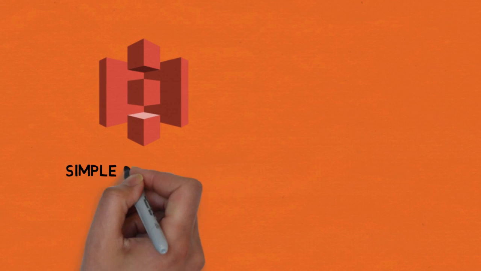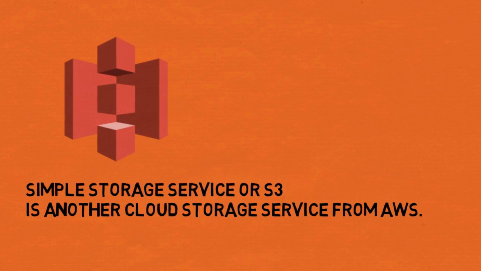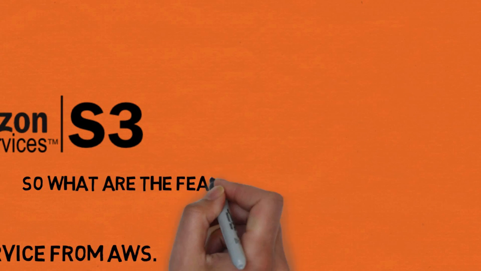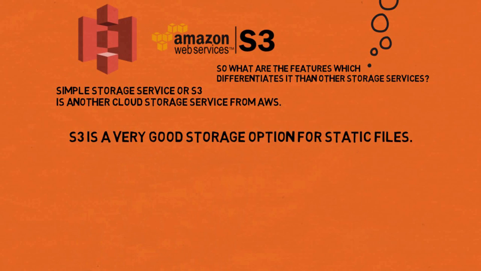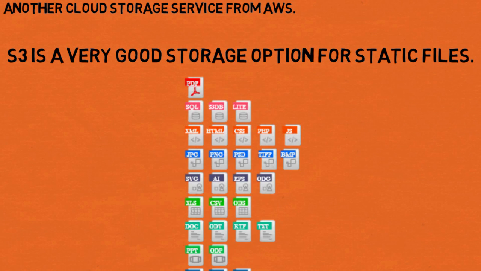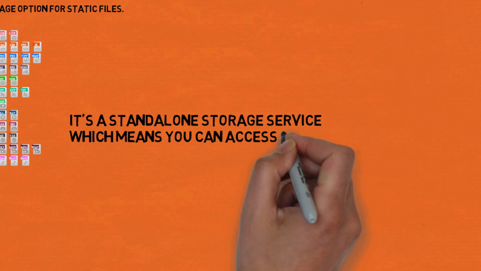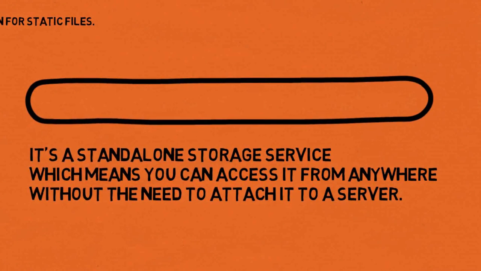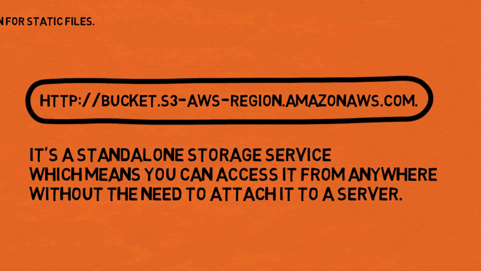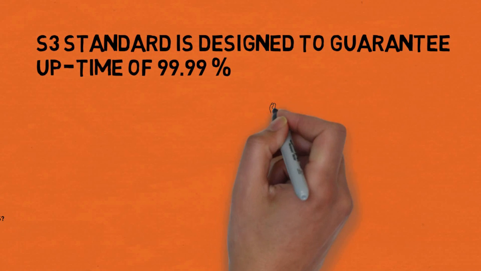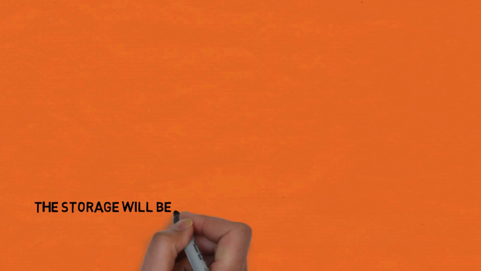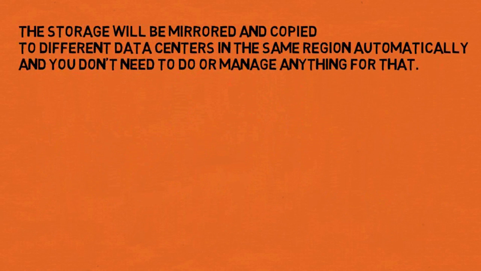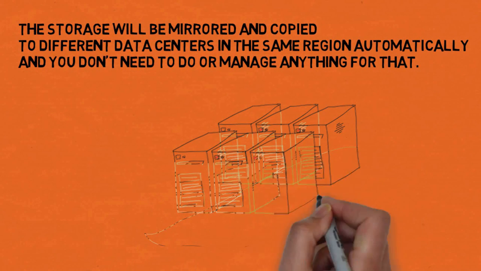Simple Storage Service, or S3, is another cloud storage service from AWS. So what are the features which differentiate it from other storage services? S3 is a very good storage option for static files. It's a standalone storage service, which means you can access it from anywhere without the need to attach it to a server. S3 Standard is designed to guarantee uptime of 99.99%. The storage will be mirrored and copied to different data centers in the same region automatically, and you don't need to do or manage anything for that.